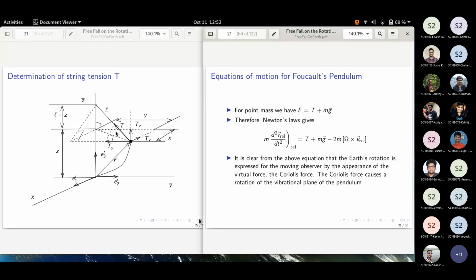If you consider this figure, along the length is the actual tension acting. We are decomposing it at any particular instant of time along the x-axis, y-axis, and z-axis. So this is the initial configuration. The x-axis is your east, the y-axis is your north, and the zenith axis is the z-axis. We have decomposed it as shown in the figure here.